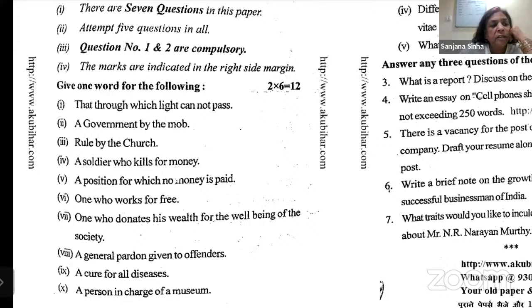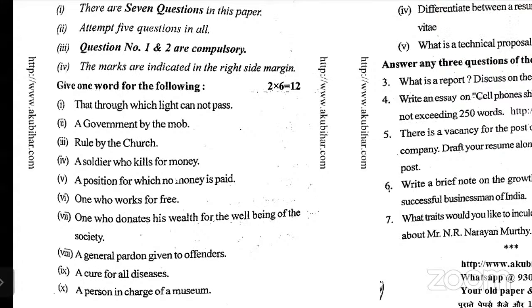Actually, all this is given in the second semester, but this AKU, I don't know. This is weird, giving second semester questions in the first semester, and this is very difficult. One word substitute. We have given you 100 one word substitutes in your manual, but then you have to go through a lot of words. What is the position for which no money is paid?